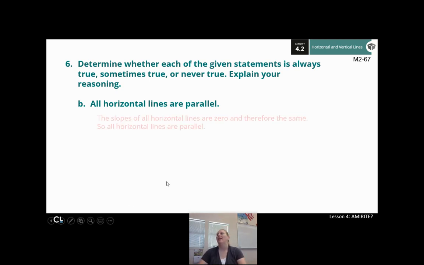Okay, that's better. So yeah, the slopes of all horizontal lines are 0 and therefore the same. So that means all horizontal lines are parallel. Wow. So we now know that parallel lines all have the same slope, and we now know that perpendicular lines have slopes that are negative reciprocals.